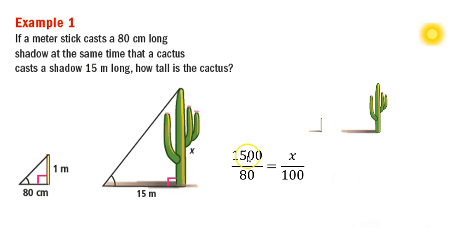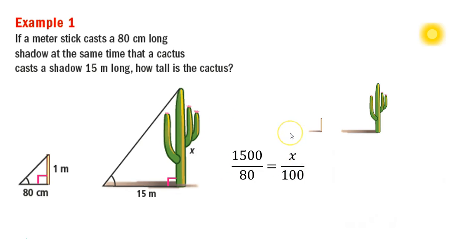So 1500 centimeters is 15 meters. And the 1500 corresponds to the 80. So 15 to 80, it's the length of the two shadows. So 1500 over 80, this ratio has to be the same thing as the ratio of the heights. So we have the length of the shadow of the cactus over the length of the shadow of the meter stick has to be the same relationship as the height of the cactus over the height of the meter stick. And notice I have this 100. Why is it 100? Because it's measured in meters. There are 100 centimeters in a meter.